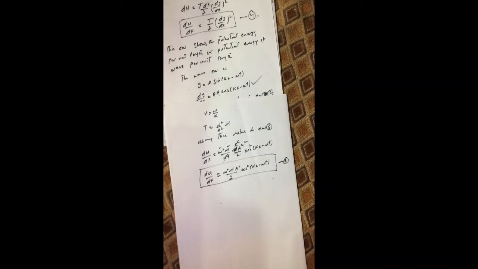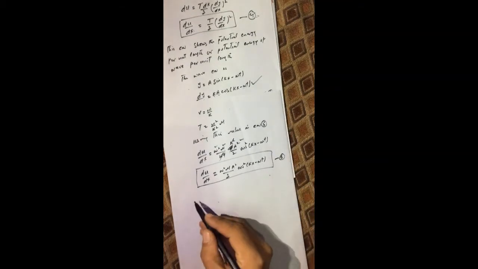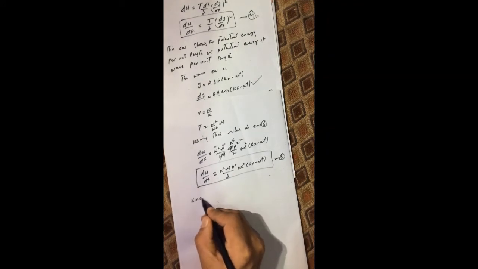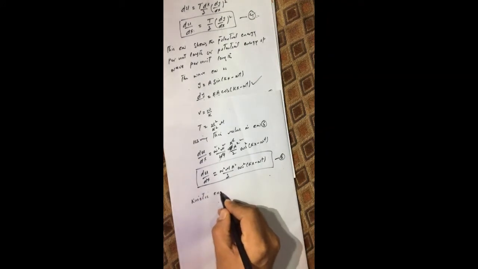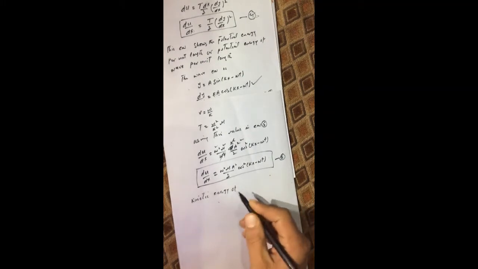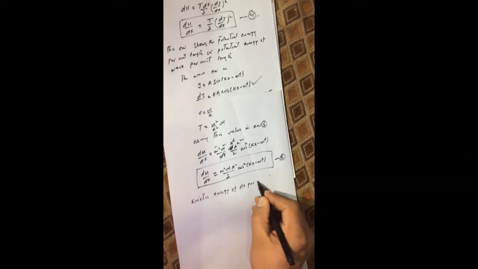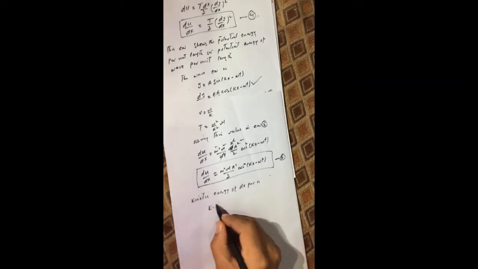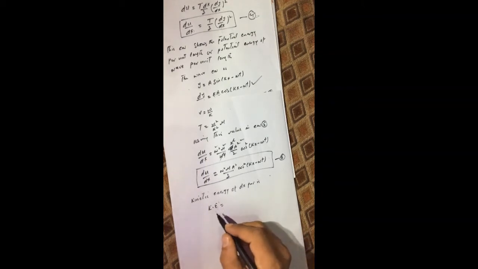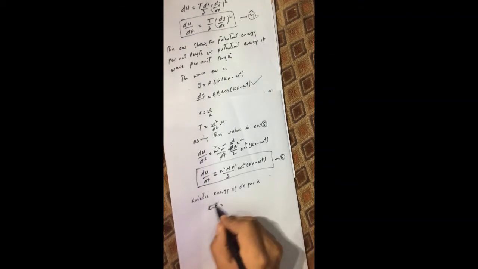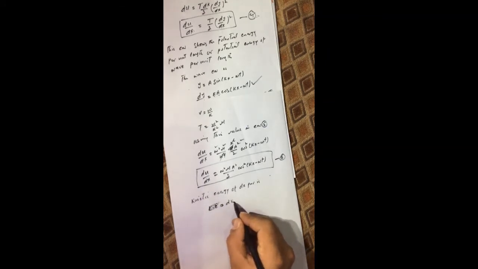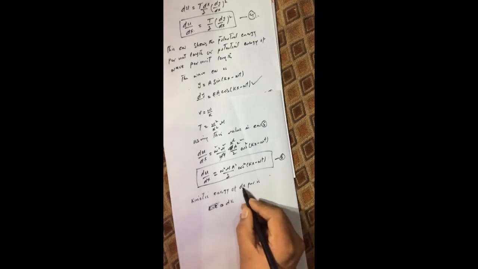Okay, next we will calculate the kinetic energy of the wave. So the kinetic energy of the small length element dx part, I call it dk. The kinetic energy dk of this dx part is 1/2.